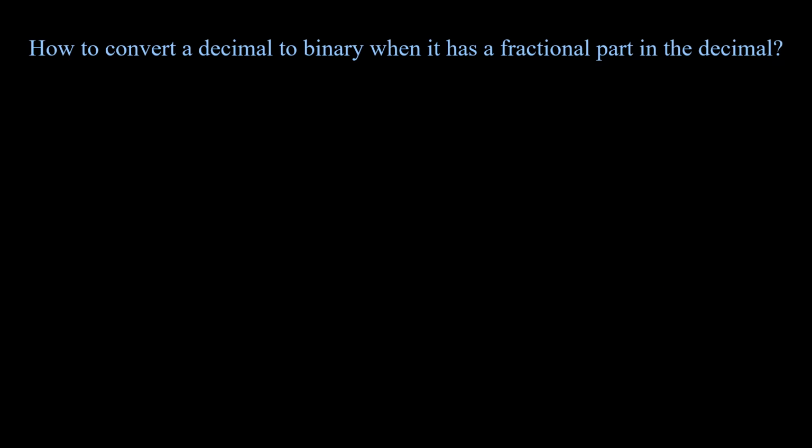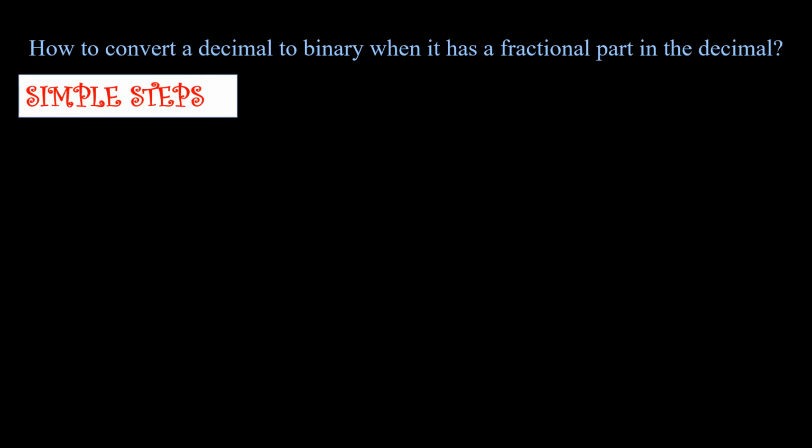There's a question: how to convert a decimal to a binary when it has a fractional part? It's really easy. When you have a fractional part in a decimal, that number is called a rational number. Right? A rational number has two parts. One is the integer part and the other one is the fractional part. The number before the decimal point is called the integer part. The number after the decimal point is called the fractional part.